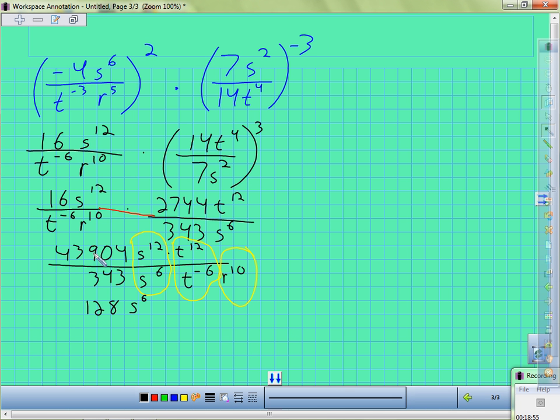Very good. Because I've got 12 minus negative 6. Okay? Or when it comes to the top, I'm going to put it together. So t to the 18th. And then I have 1 over r to the 10th. So I'll leave it as r to the 10th. Now, that's it.